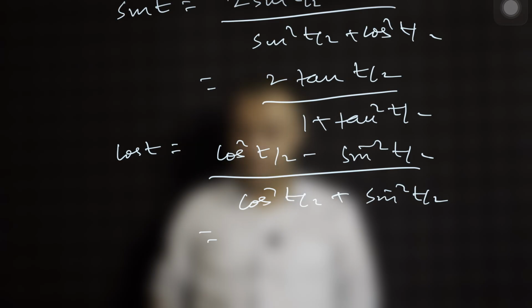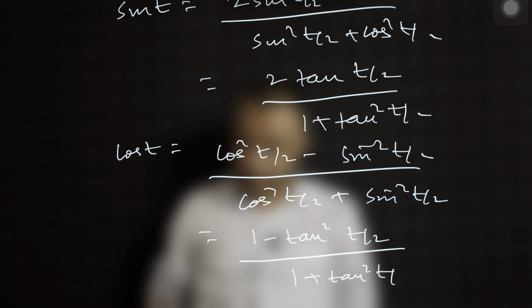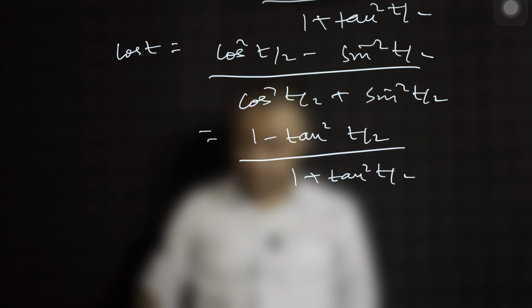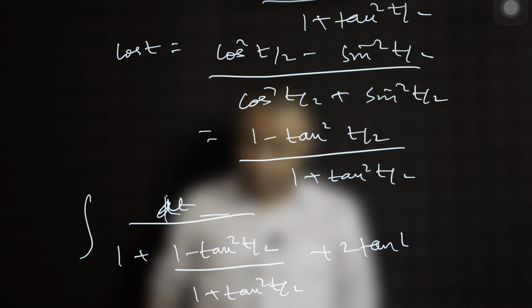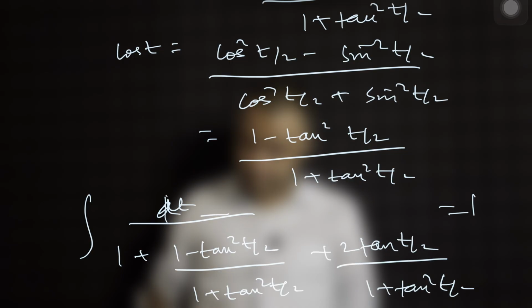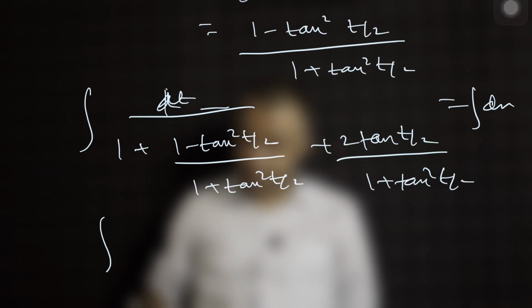And if I multiply and divide by cos square t by 2, this is 1 minus tan square t by 2 upon 1 plus tan square t by 2. So it is time that I substitute this value. In place of cos t, I put 1 minus tan square t by 2 upon 1 plus tan square t by 2, plus 2 tan t by 2 upon 1 plus tan square t by 2, into this integration dx.